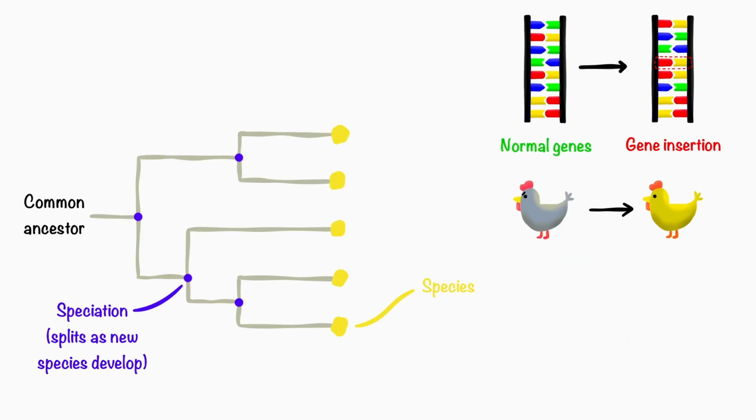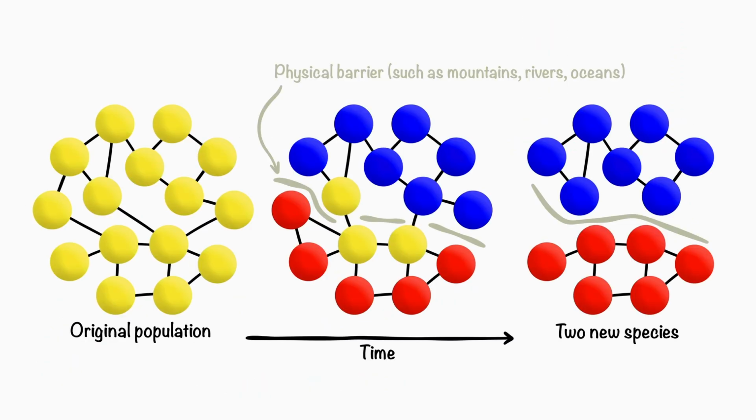Over extended periods, accumulated changes can become so significant that populations can no longer interbreed successfully. This process, called speciation, creates entirely new species from existing ones. For speciation to occur, it typically requires reproductive isolation between populations. Reproductive isolation often occurs when populations become geographically separated by barriers like mountain ranges, rivers, or ocean expanses.